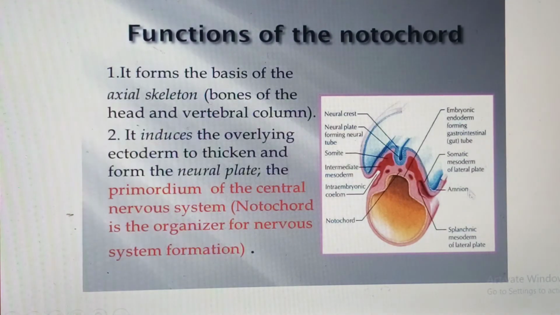So already we've seen the main function of this notochord, that is forming the basis of the axial skeleton. Then it's also able to induce the overlying ectoderm, converting it to become neuroectoderm, eventually becoming the neural plate. And this neural plate will become the neural tube and all that; we will look at that. This tells us that the notochord is an important primordium helping us to form the central nervous system, because it is able to secrete some factors to influence the overlying ectoderm, converting it to become neuroectoderm, and for that matter neural plate. So we say that this notochord is the organizer of the nervous system, no doubt about that.